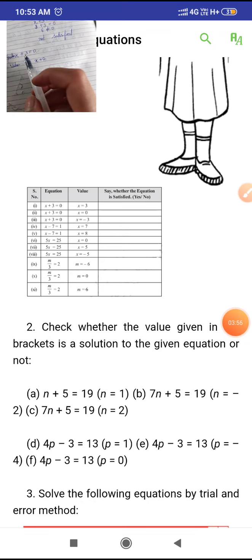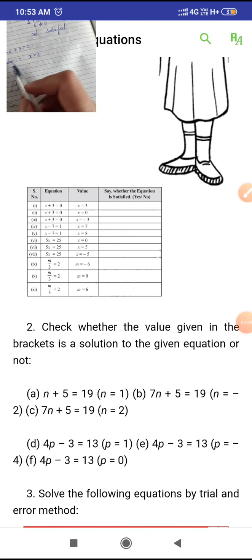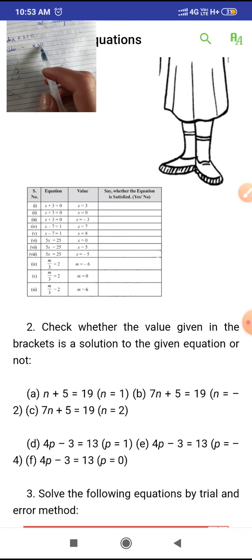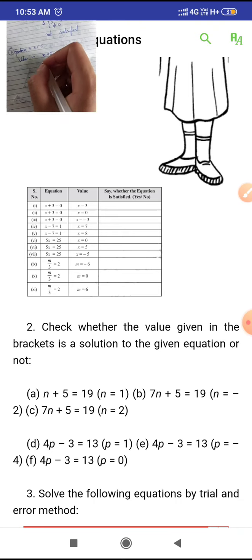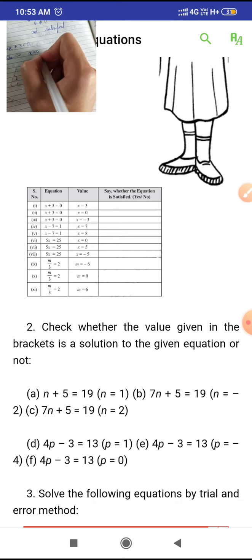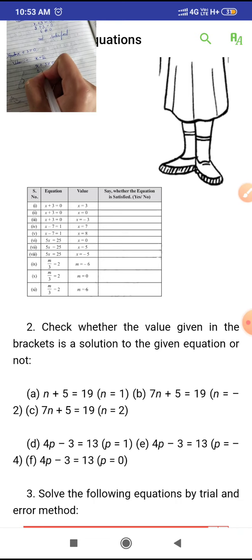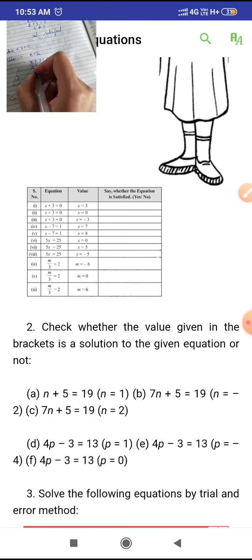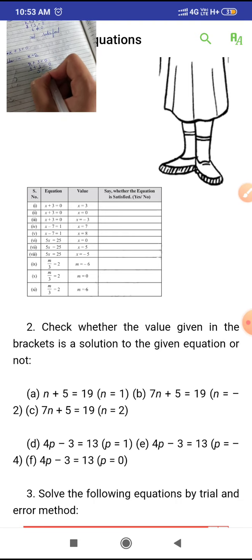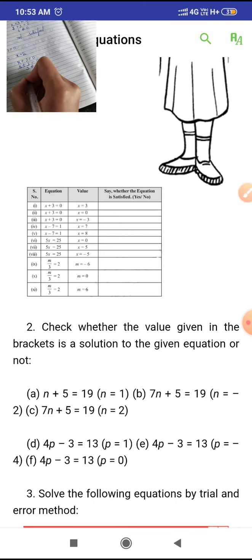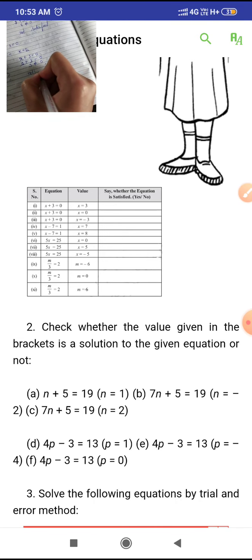Second equation with us is x plus 3 is equal to 0, and we have to find its value at x is equal to 0. For this again we write our equation, then we put 0 in place of x. So we have 0 plus 3 in the left hand side and 0 in the right hand side. So we have 3 is equal to 0. It cannot be possible. So we write here not satisfied.